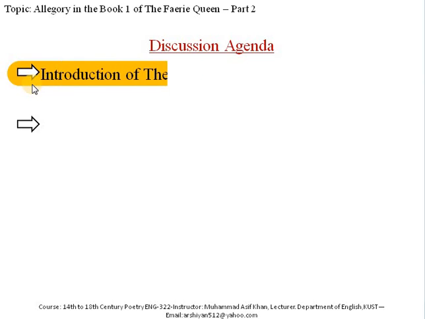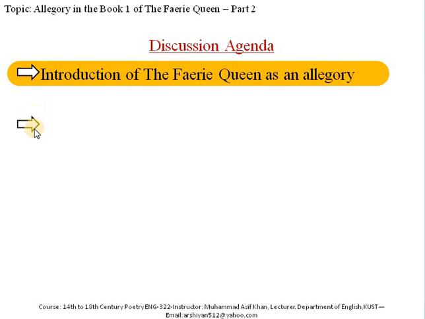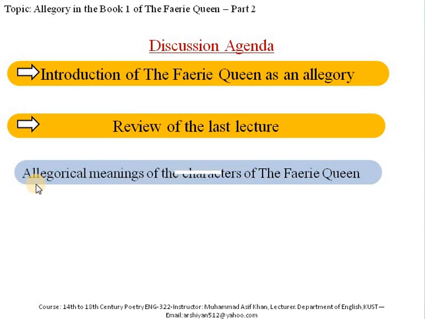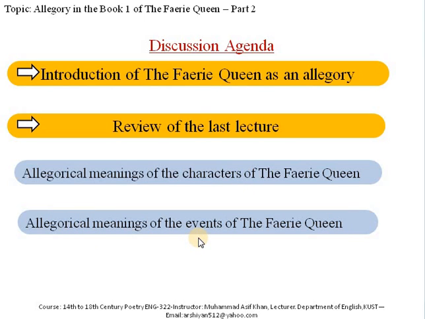The discussion agenda of this lecture is very similar to the last lecture. First of all, I will introduce the Faerie Queene as an allegory, and then I will review the concepts which we studied in the last lecture. After that we will continue the allegorical study of the characters and events of the Faerie Queene, and we will study that part of Book 1 which we didn't cover in the last lecture.